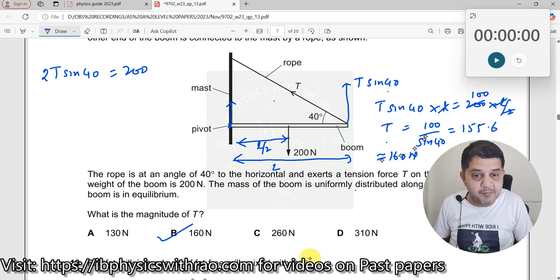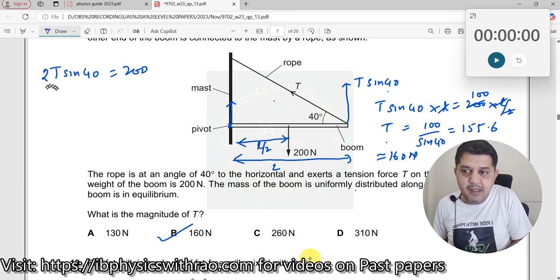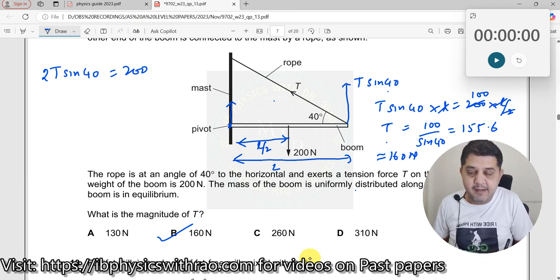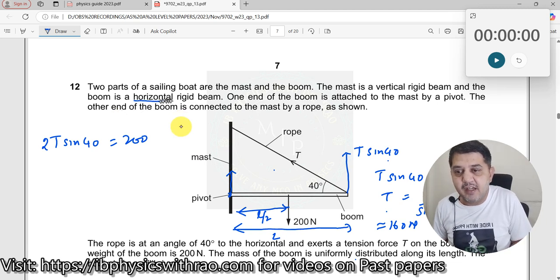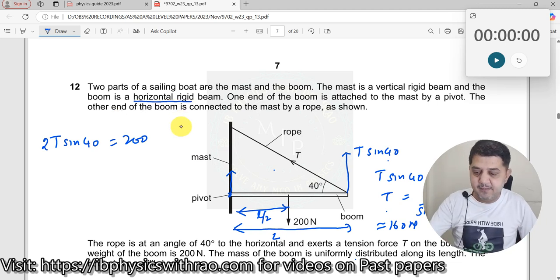So I did it by this method instead of getting the confusion. Of course, you can do it like this, but remember this should be 2T sin 40, and you will get it only by looking visually at the rod over here, and somewhere it should be given that it is exactly horizontal. Is it given over here? The end of a horizontal rigid beam. Okay, so you can do it by this method also. Let us move on to the next one.